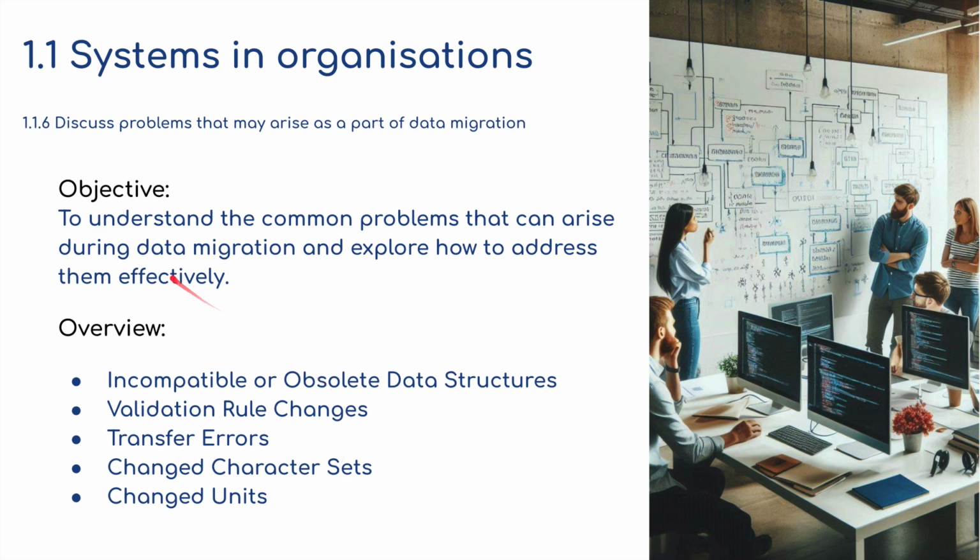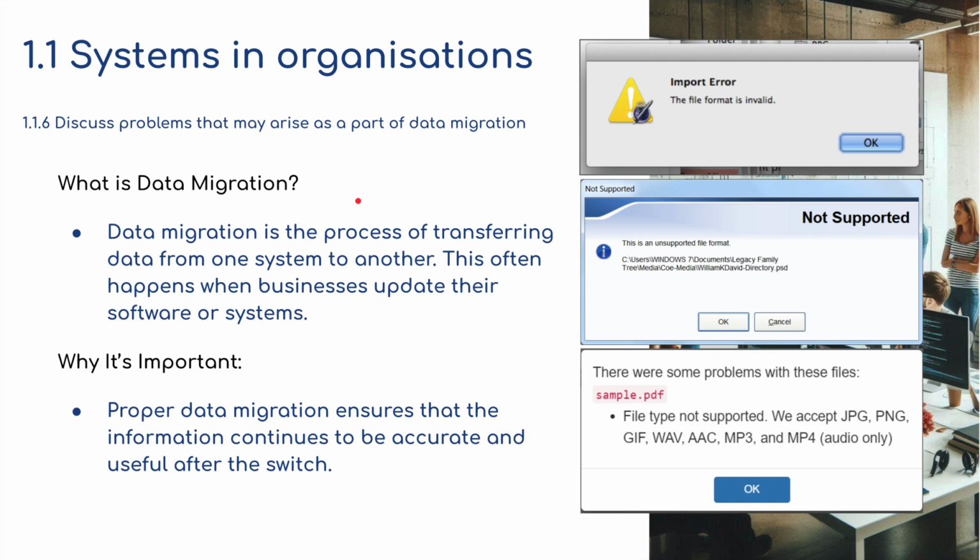Okay, so the objective is to understand the common problems that can arise during data migration and explore how to address them effectively. We're going to be looking at incompatible or obsolete data structures, validation rule changes, transfer errors, changed character sets, and changed units. So, what is data migration?